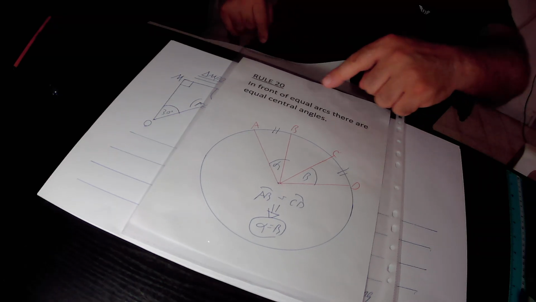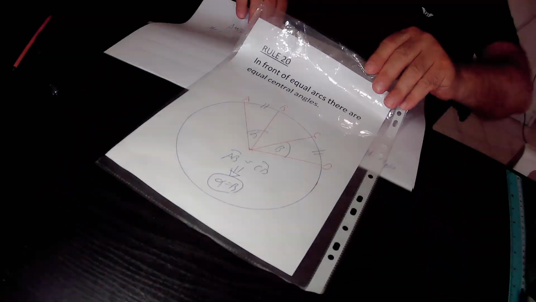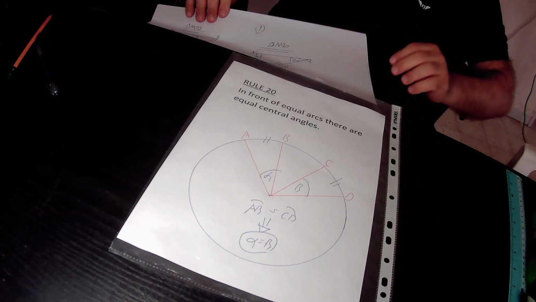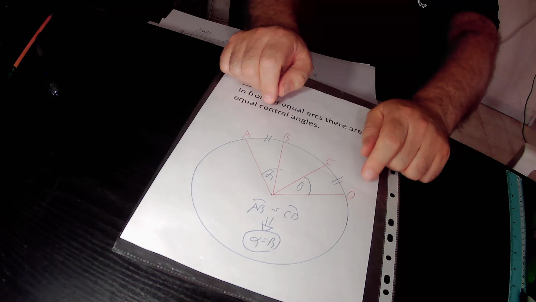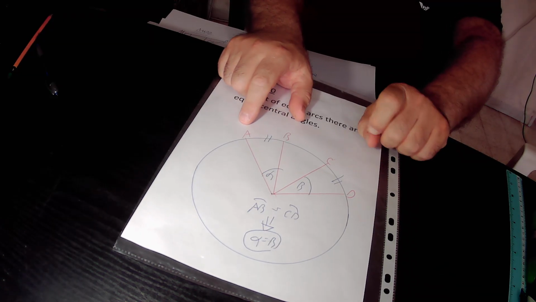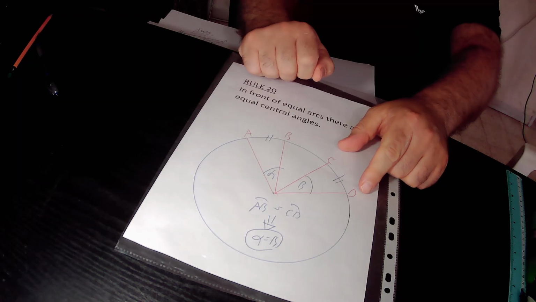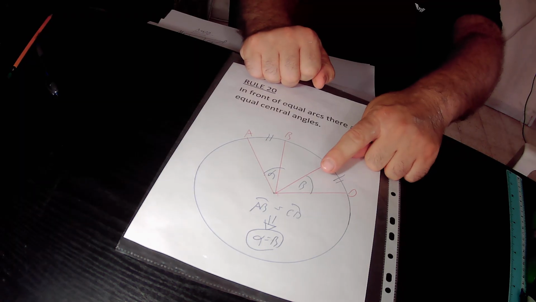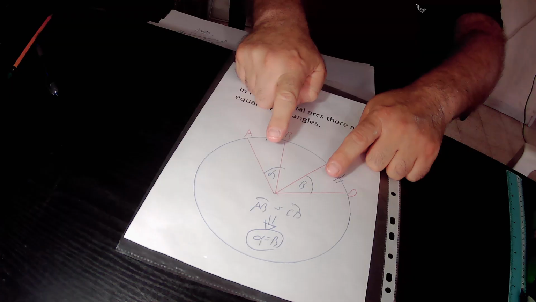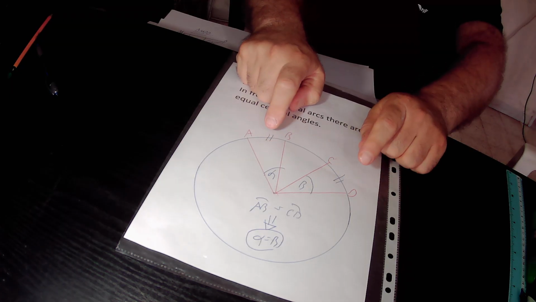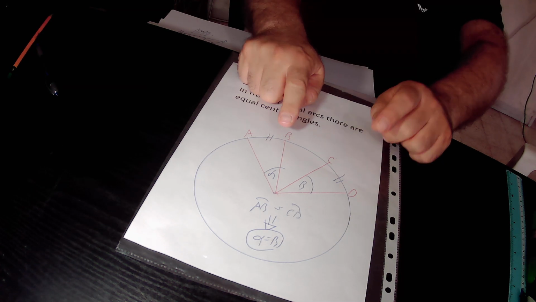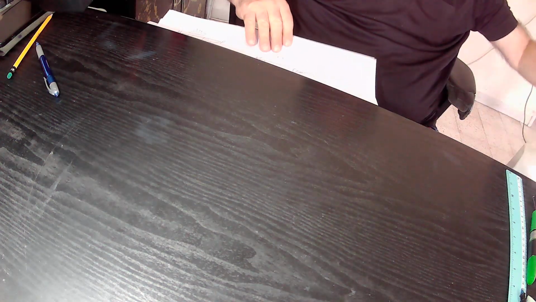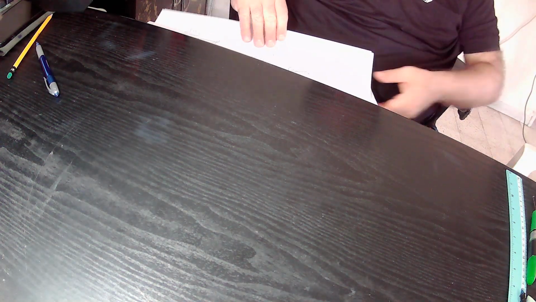So in the drawing, we have a circle, and we know that arc AB equals arc CD. In front of this arc AB, we have central angle alpha. In front of this arc CD, we have this central angle beta. Because those two central angles alpha and beta are located in front of those two equal arcs, they must also be equal to each other. That is to say, central angle alpha equals central angle beta. So we can actually implement rule 20 in our drawing.